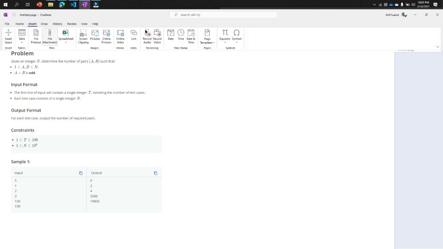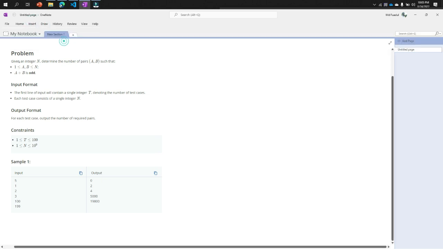So now we will read the whole problem. Given an integer n, determine the number of pairs (a, b) such that 1 ≤ a, b ≤ n. That means the range of a and b is 1 to n. The values of a and b must be between 1 and n. And the very important thing is that the summation of a and b must be an odd number.